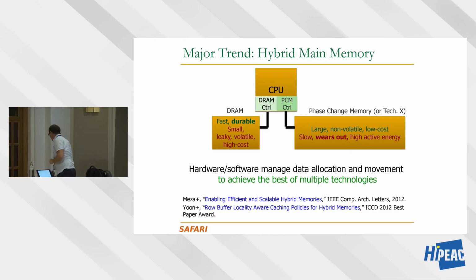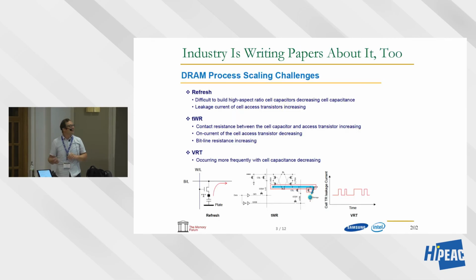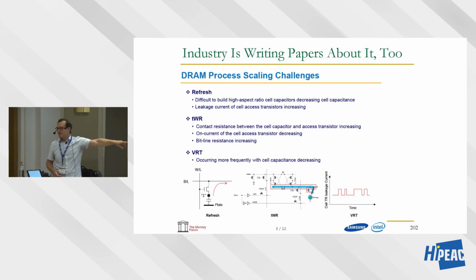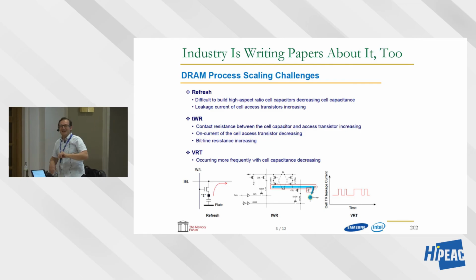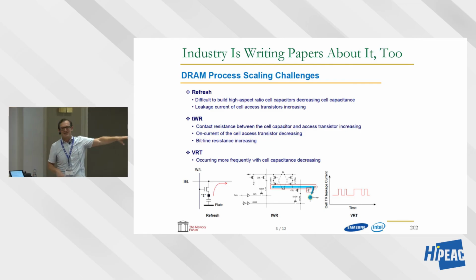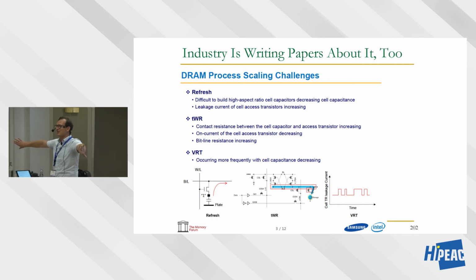Okay. So I should also mention that industry is writing papers about it. This is a beautiful paper that was written by Samsung and Intel. This is the only paper that I know of that Samsung and Intel wrote together. These companies don't normally talk to each other. Actually, Samsung doesn't talk with anyone else. I'm just joking. But basically, unless there are armies of lawyers on either side, they don't talk to each other.